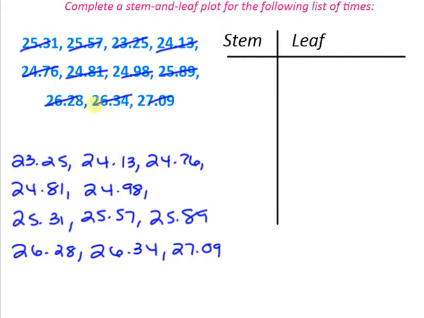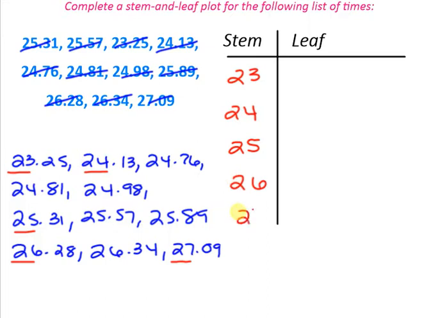And then, as always, make sure you have the same number of data values. You should have 11. So this is a good example of a time where we can use 2 digits in the stem. So we can use 23, 24, 25, 26, and 27 as a stem.